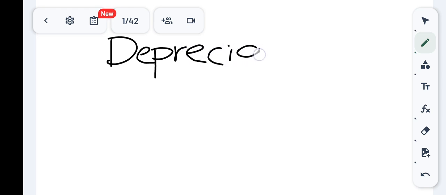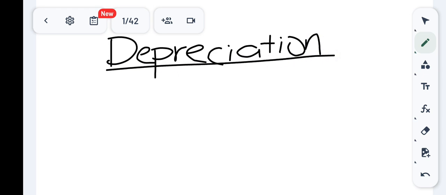Depreciation. I don't know about others, they say depreciation. Hey, there's no master of pronunciation. But it's depreciation. So what is depreciation? Depreciation is a decrease in value.